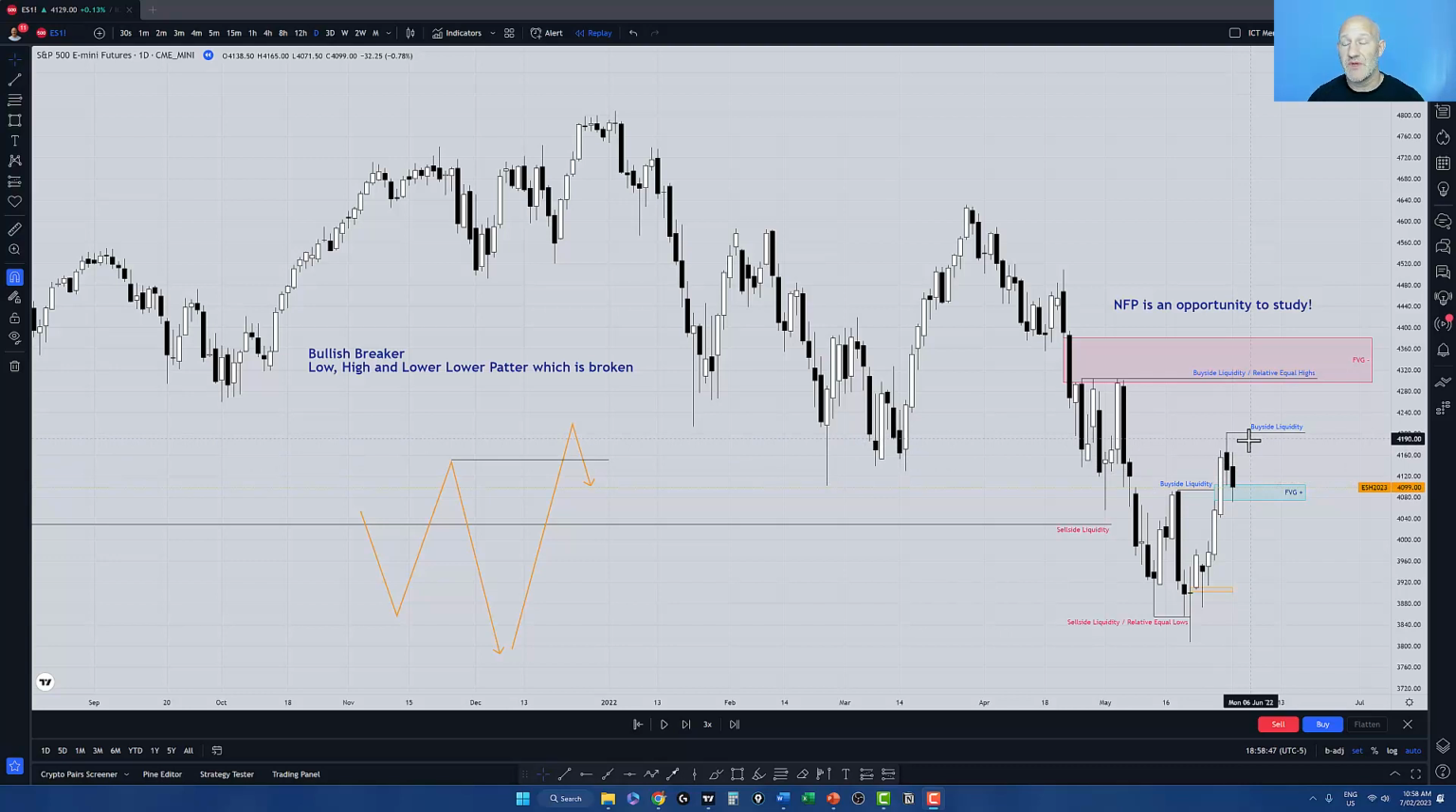One of the things we're going to do in today's video is introduce the concept of a breaker block. In this case, a bullish breaker block, which is going to add another layer of confluence to this particular setup. You'll recall from the previous lessons, we're looking at this up close candle here. When we were talking about this candle at the time, the market was back here, and we were looking at this as a bearish order block.